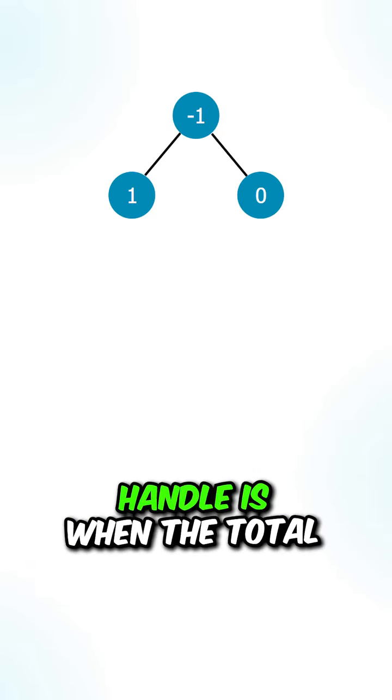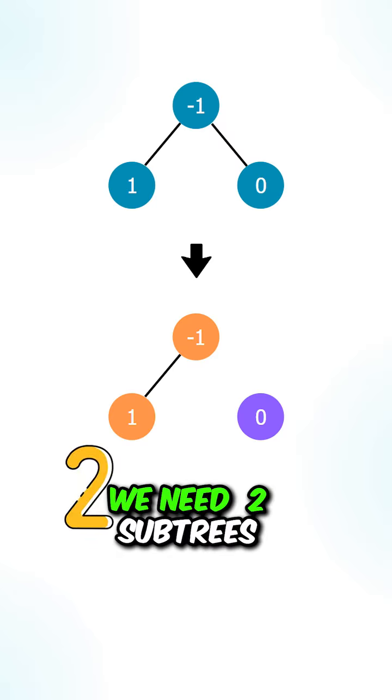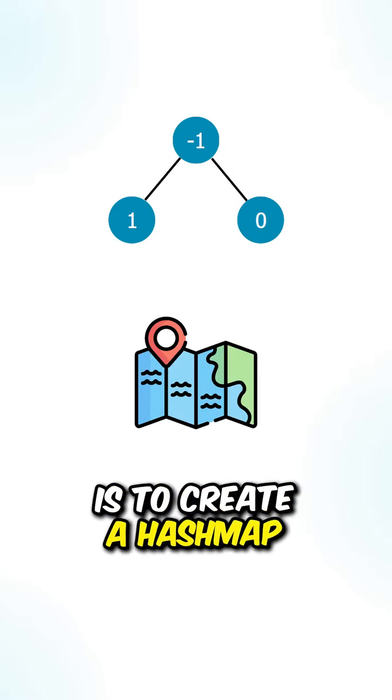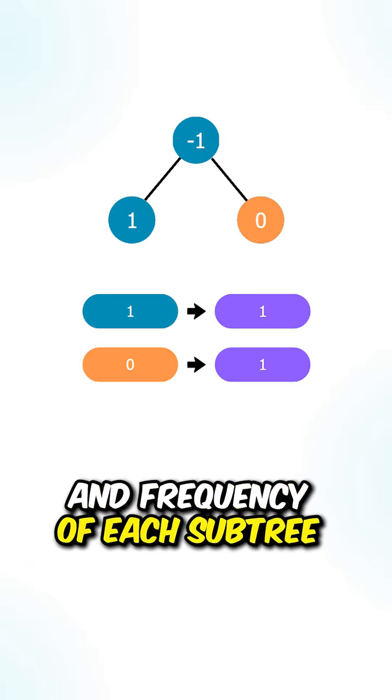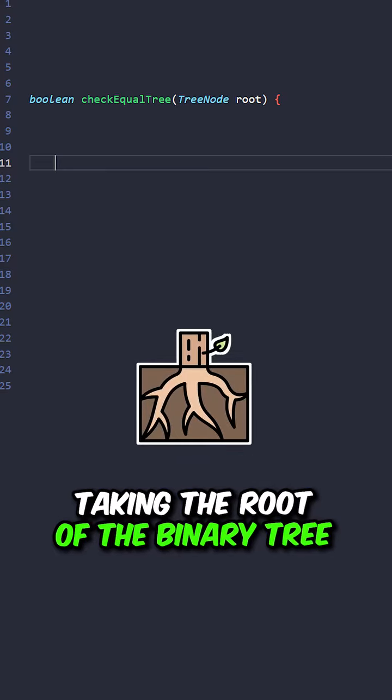Now, a side case we need to handle is when the total sum of the tree is equal to 0. In this case, we need two subtrees that contain a sum of 0. What we can do is create a hash map to keep track of the sum and frequency of each subtree. Let's implement the function checkEqualTree, taking the root of the binary tree.